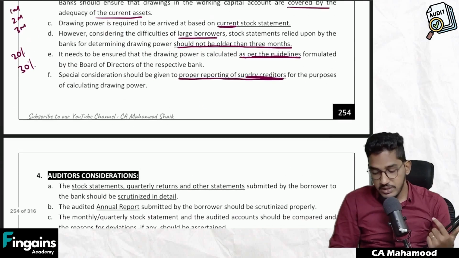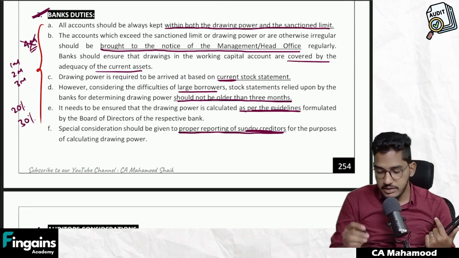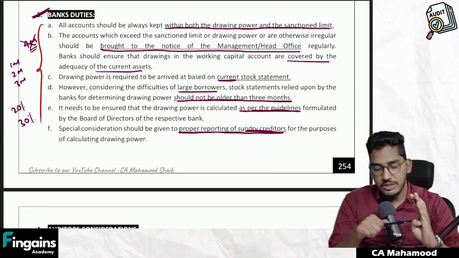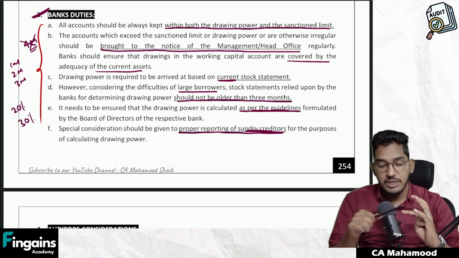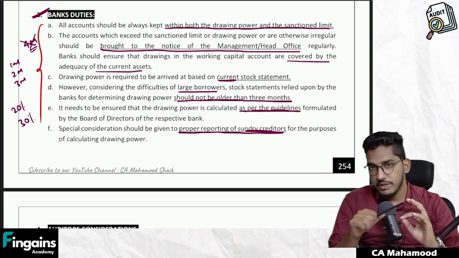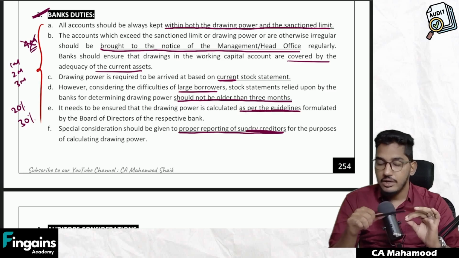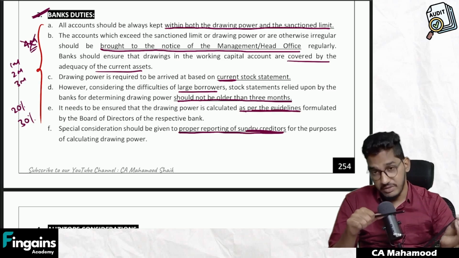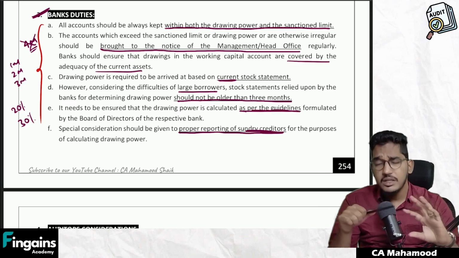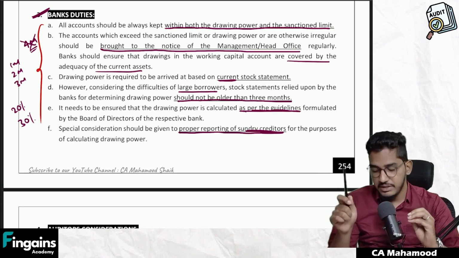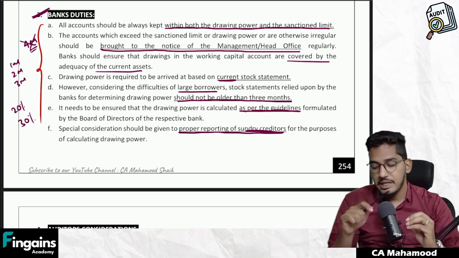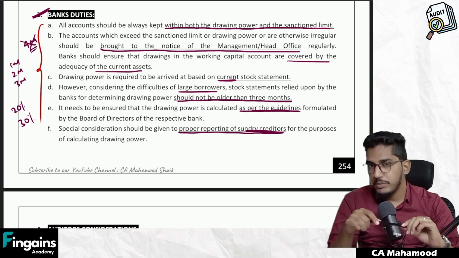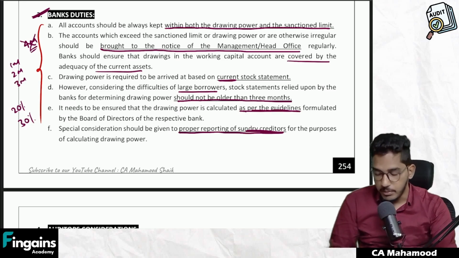Next one. So these are all the bank's duties. What are the bank's duties? Let us do a quick recap of what they have told regarding the bank's duties. Bank should make sure that all the accounts are within the drawing power and also within the sanction limit. If at all they find any account which exceeds the drawing power, it should be brought to the notice of the head office. Drawing power should be calculated on the basis of current assets, and that too on the basis of the recent stock statement. They should get the stock statement at least once in every 3 months, and the drawing power should be calculated as per the guidelines formulated by the board of directors. Special consideration should be paid to make sure that sundry creditors are reported at correct amounts.